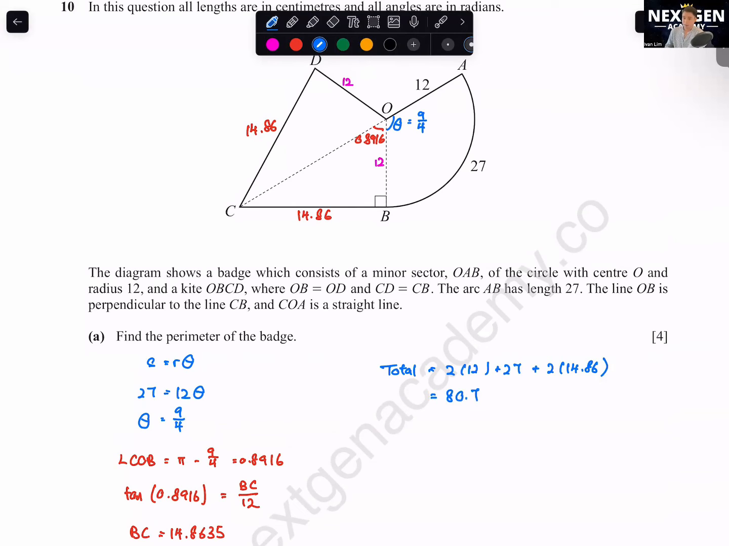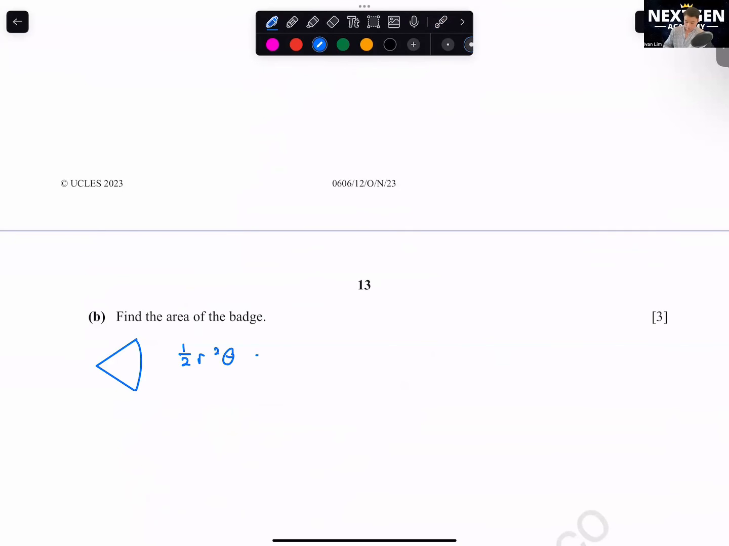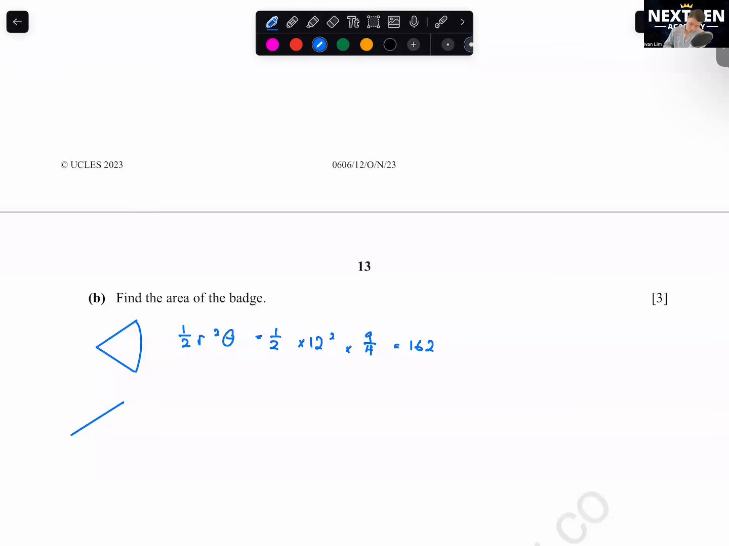Okay, next one. Find the area of the bench. So if they ask you to find area, you need to find this sector and you need to find this triangle. Okay, so sector. How to find the area of the sector? Formula is half R square theta. 1/2 times 12 square times 9/4. Okay, you will get 162.